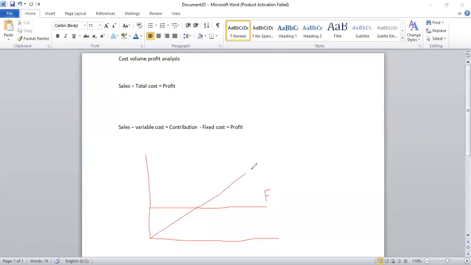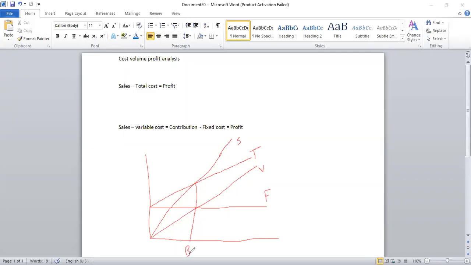Then this is variable cost. Sales revenue. So in the short run, the sales revenue should be sufficient enough to recover only the variable cost.